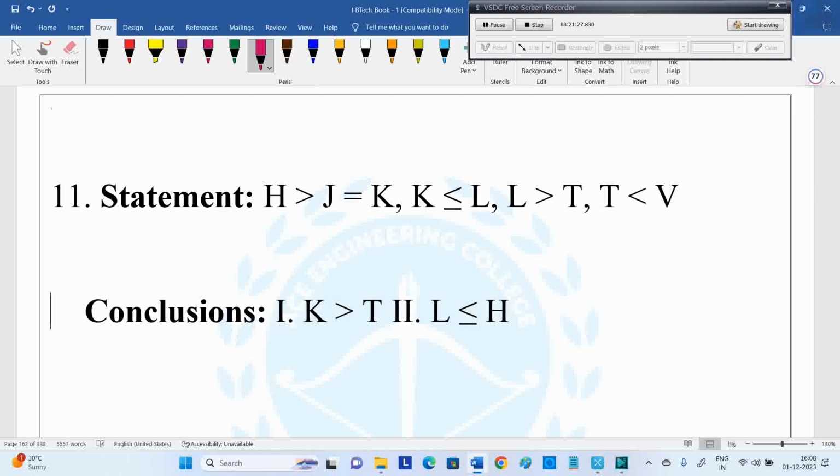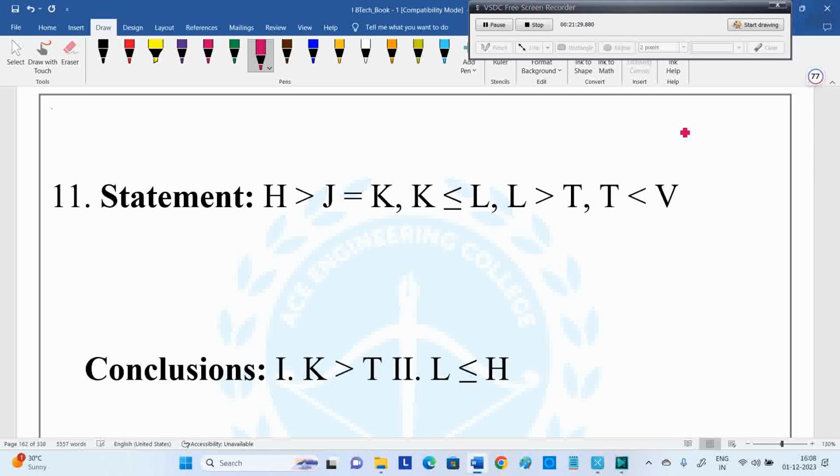Here, I think it's all in alignment only. Between K to T, no. Between L and H. So among J and K, I'll put only K. Between L and H also no. Neither 1 nor 2.